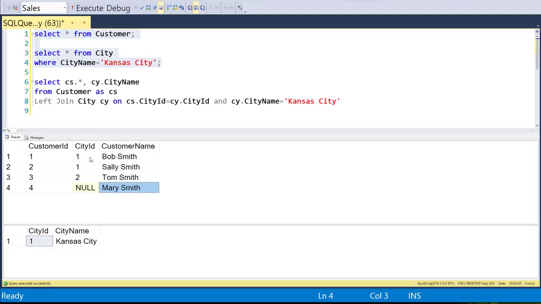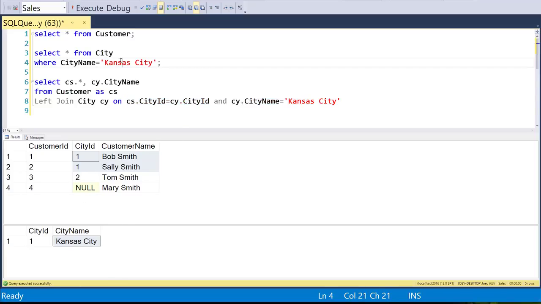but we're only going to get the city name for this one city ID, because it thinks, hey, there's no other cities in this table because we filtered it on the on clause. So this will filter your table before the join happens.